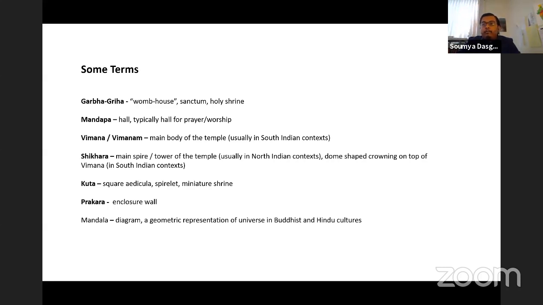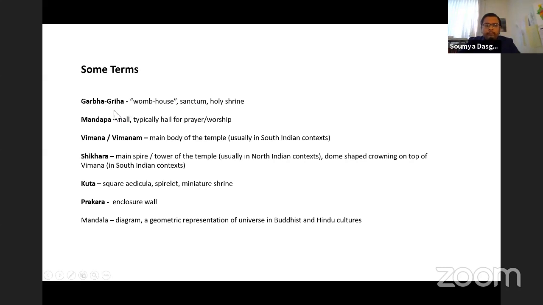And this is perhaps the most important part of the temple, on which the superstructure rests. Some of you did some design iterations in the earlier two days. We looked at the superstructure above the Garbha Griha, right? So that one is the first term.